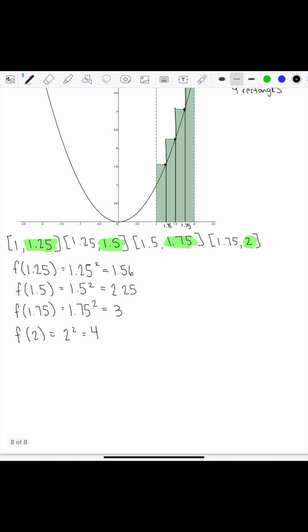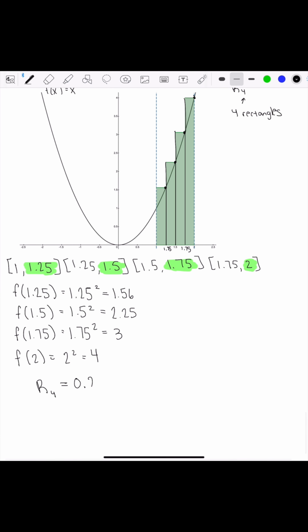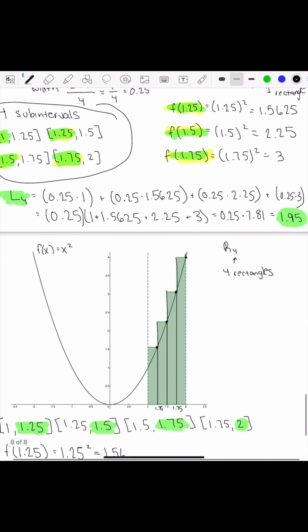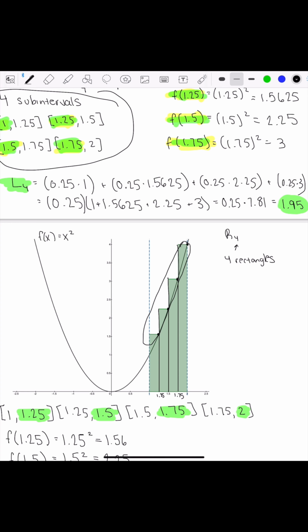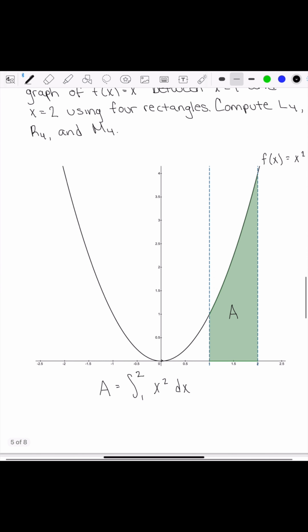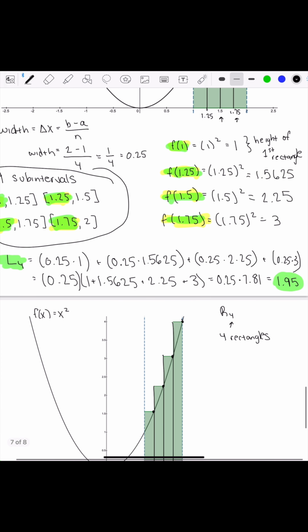And now we have to make sure we set up our formula correctly. R4 is equal to the width of each rectangle, which we said was 0.25, times the sum of all of the heights. The heights we got were 1.56, 2.25, 3, and 4. Should we expect this R4 to be greater than L4? Yes, because these are all overestimating. They're over the curve, so that's overestimating A. Whereas here we were missing area under the curve. Remember, we're trying to approximate A, the area under the curve. So we know off the bat R4 is going to be bigger than L4 because of the way we set up the rectangles.